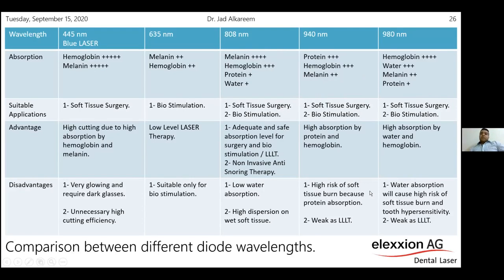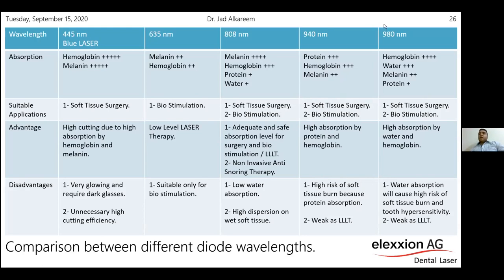But the disadvantage of it is that you have a high risk of burning the soft tissue because you have a high absorption into the protein. If you compare the protein and the hemoglobin, the protein is very sensitive to heat. So if you have a high temperature of the tissue, the protein will be the first substance to burn out. Another disadvantage is that it is not as strong as the 808, especially for low-level laser therapy.